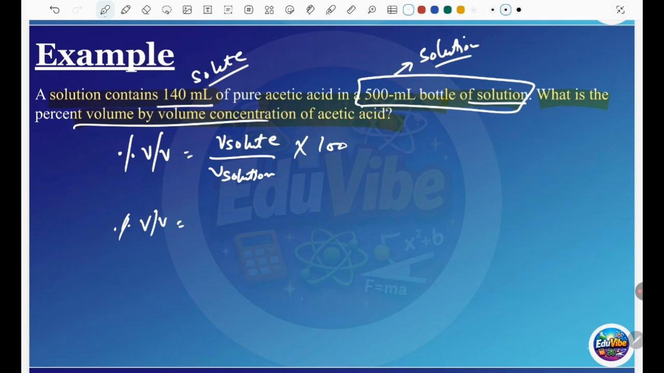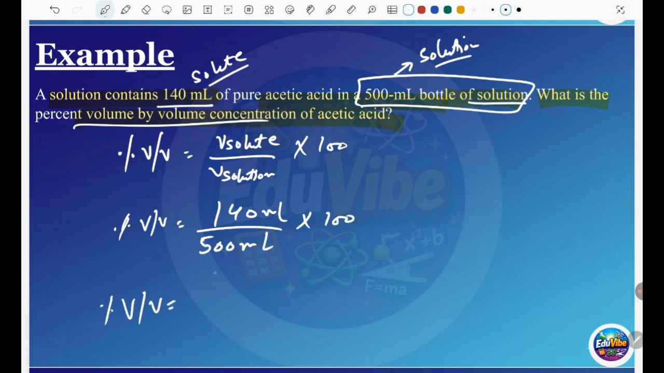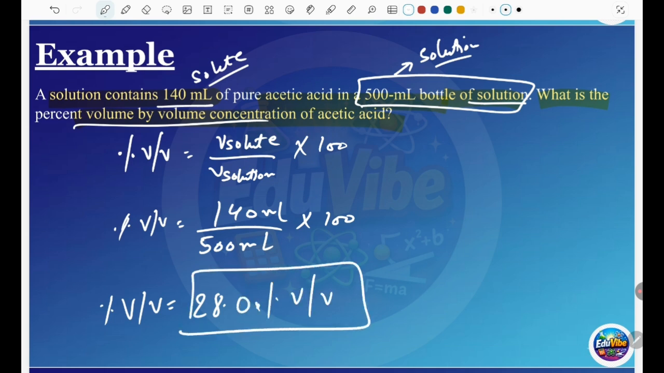Now make sure that the units are the same. If there is ml in the numerator, there should be ml in the denominator too. So you have 140 ml divided by 500 ml and multiply by 100. When you solve this whole thing, you get about 2.80 percent by volume as the answer. So that's how you can find it for anything. If they mention volume by volume, you can find anything.